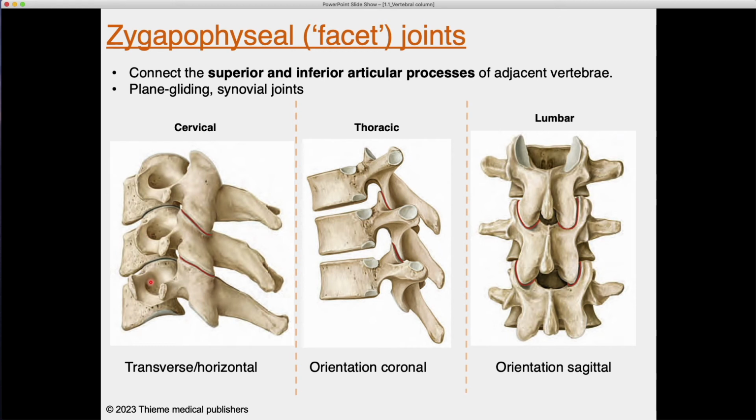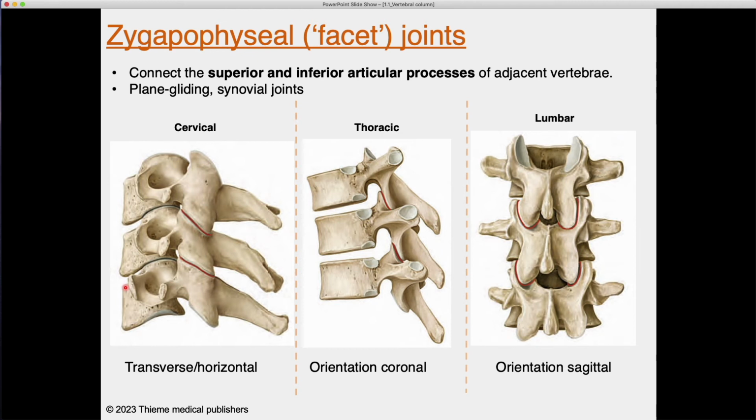of those regions. So as we can see in the cervical region, these joints are oriented somewhat horizontally, like so. If I were to put my hands like this, they're horizontally stacked on top of each other. So they allow gliding like this. And that permits the cervical region to be quite flexible, to have various degrees of rotation, flexion, extension, lateral flexion, and extension.